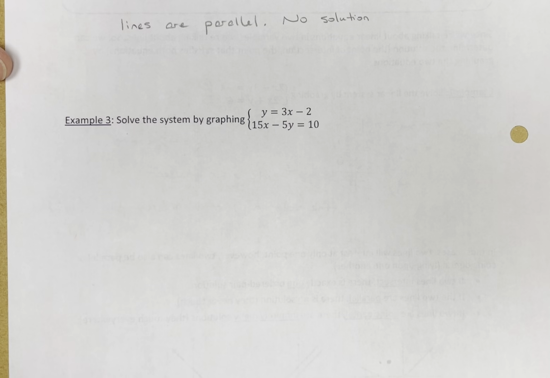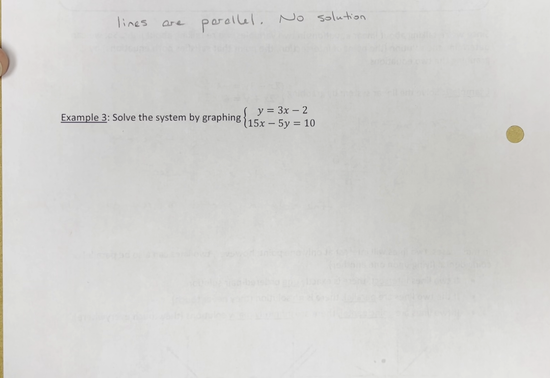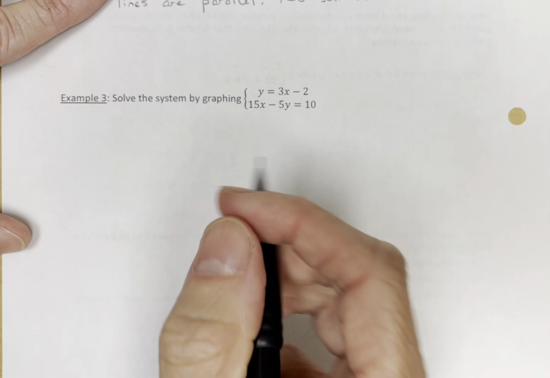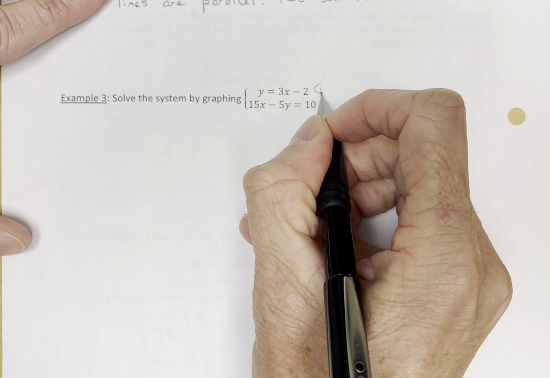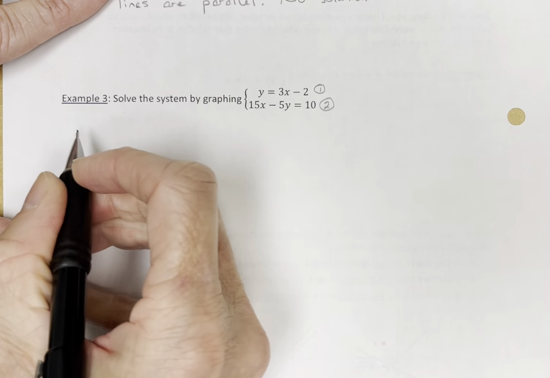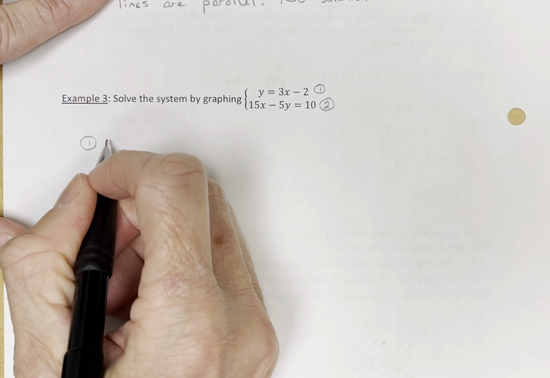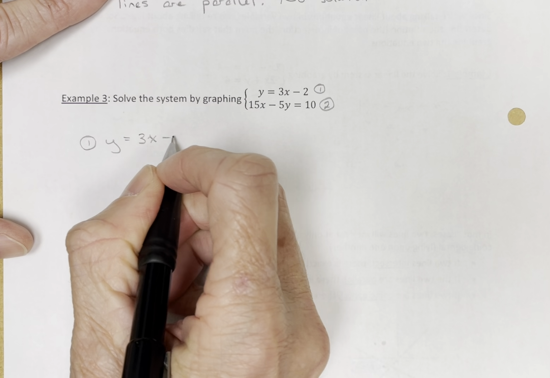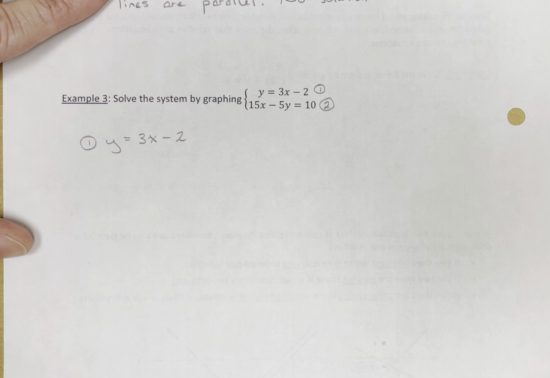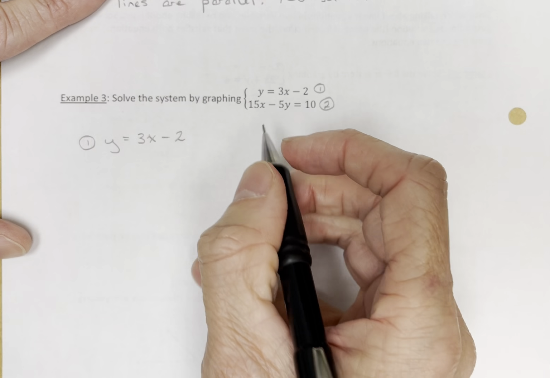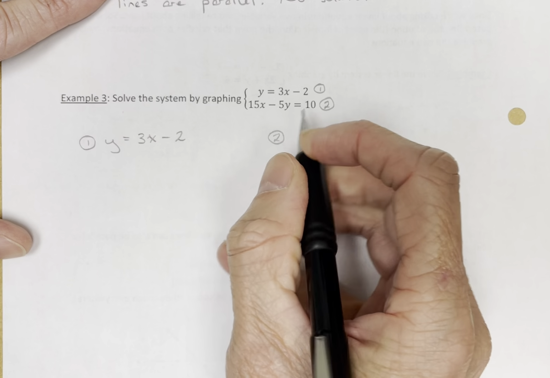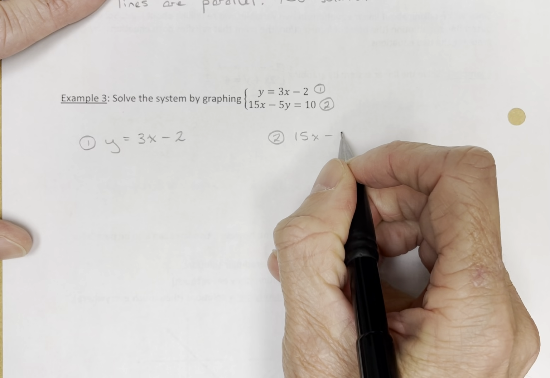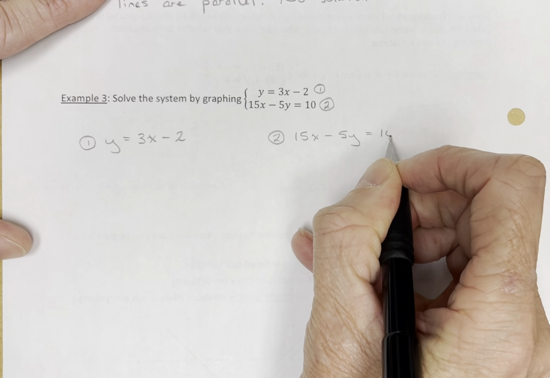Okay, let's take a look at one more example, example 3, which, of course, if you're following, would be an example of one line on top of the other. Again, I'll note this is equation number 1 and this is equation number 2. And I'll also note that equation number 1 is already written in y equals form. It's actually written in slope-intercept form nicely, so we'll just leave it. We'll just graph it like it is. Equation number 2 is written in general form or standard form, so we need to solve it for y.